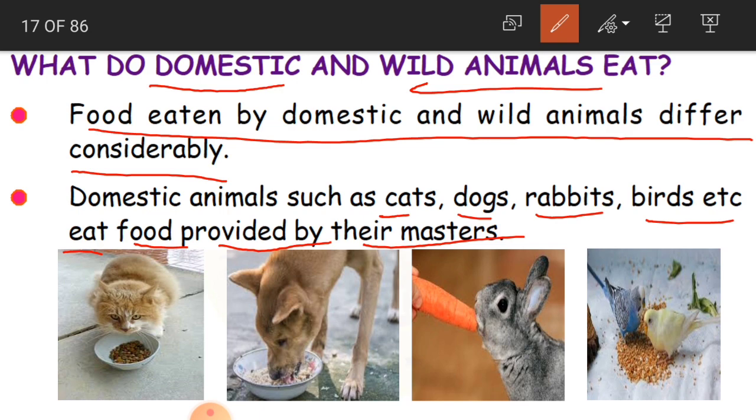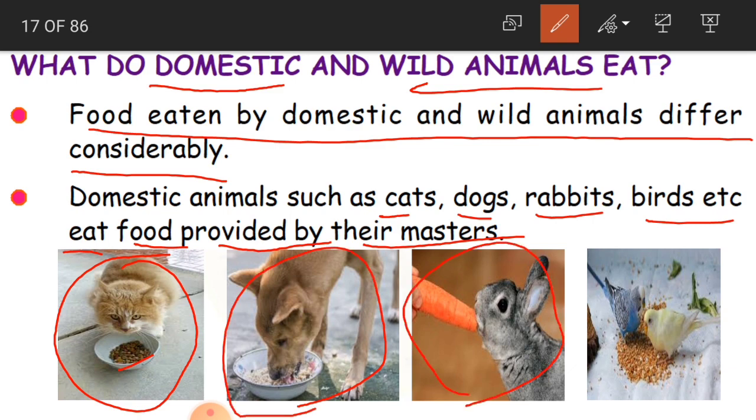As you see here, children, in the picture, the cat is eating something in a container, which is provided by his or her master. Again here, the dog also. Again here, a rabbit is eating a carrot. Here some birds are eating some food grains.